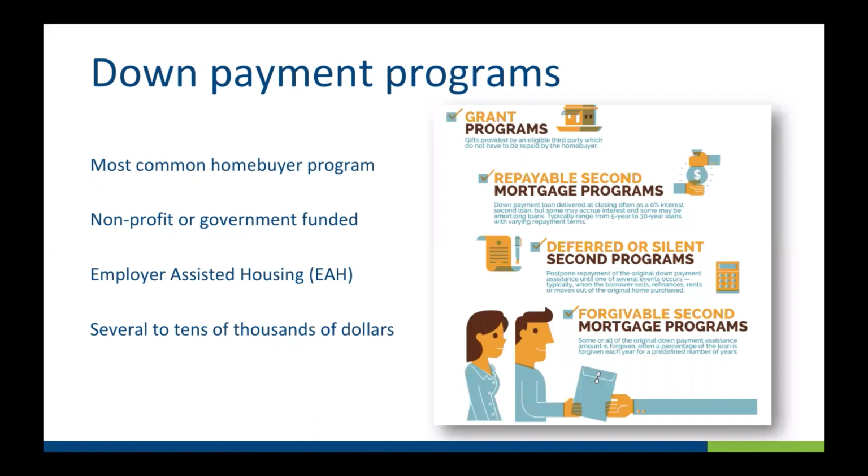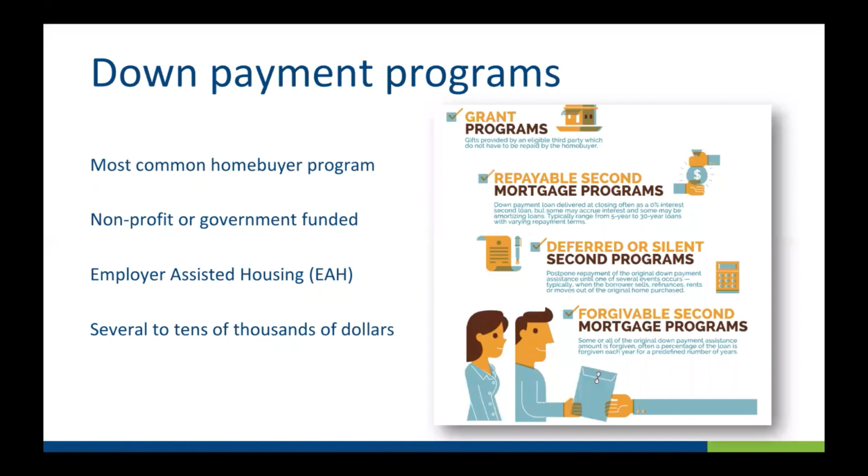We did mention earlier, when we say down payment assistance, that's a broad identifier. That's a broad category. That can break down to grants. Grants are a gift at closing, right? There's no second lien, there's no repayment required.